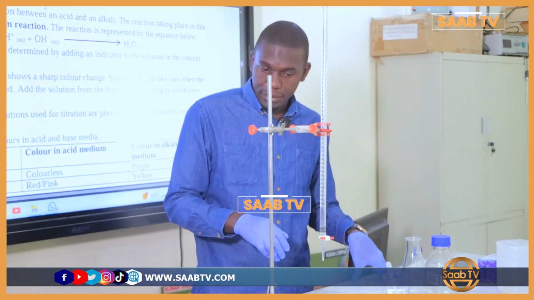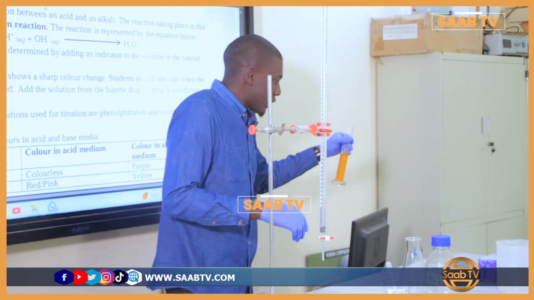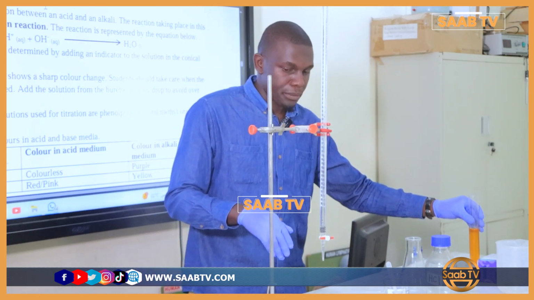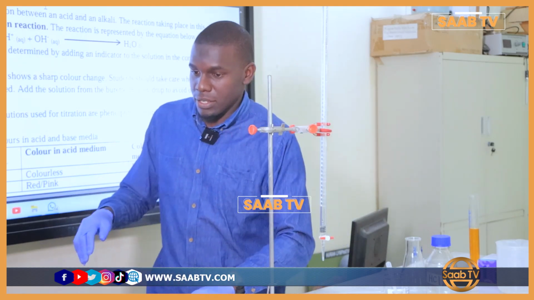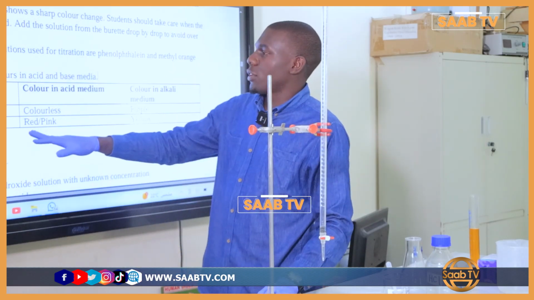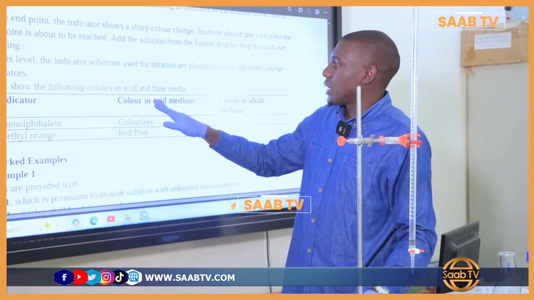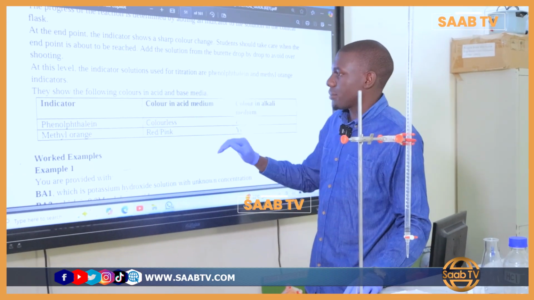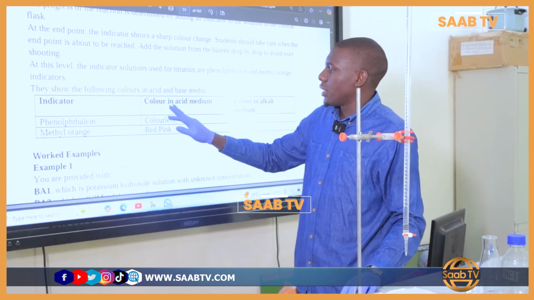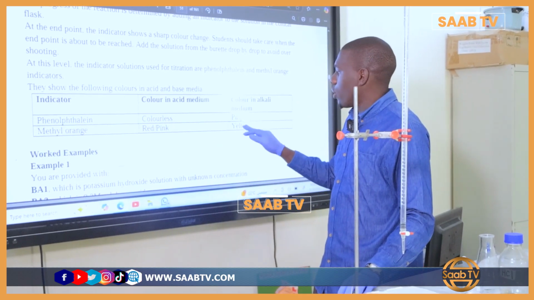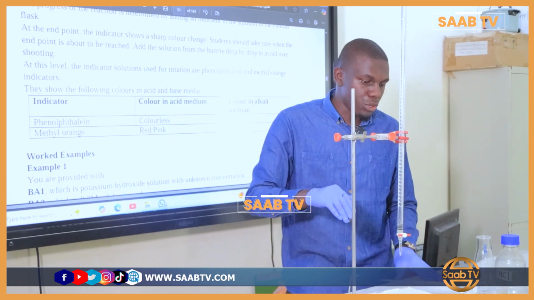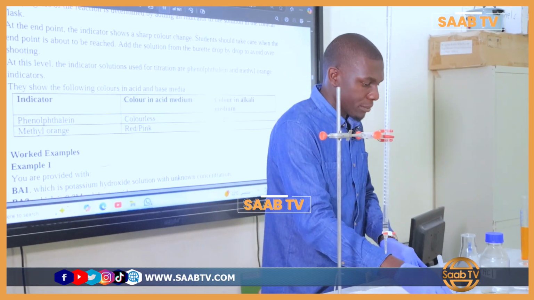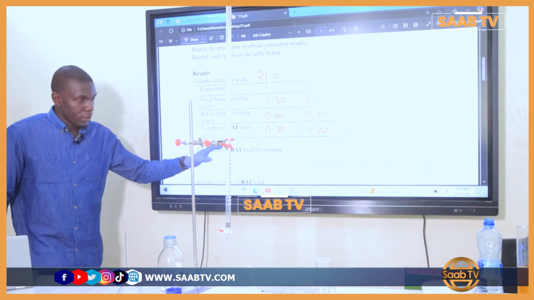Our indicator will be phenolphthalein, but even methyl orange can also work, but we shall use phenolphthalein today. Now we need to understand the different color changes that take place during this titration. If one is using a phenolphthalein indicator, the color in the acid will be colorless. Then in the base, it will be purple or pink. Then methyl orange will be red in an acid, then yellow in a base. So we are going to use phenolphthalein indicator for that case today. So we are going to begin with what we are going to work upon.